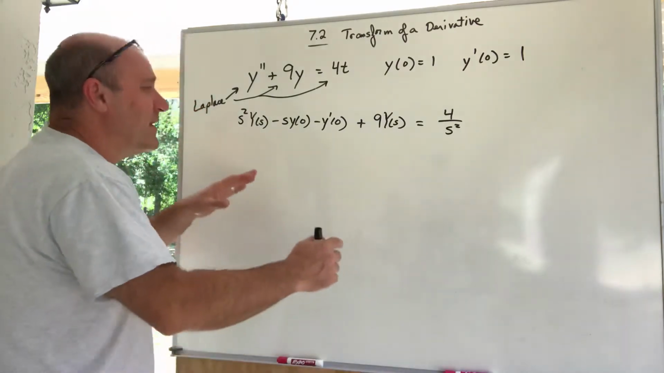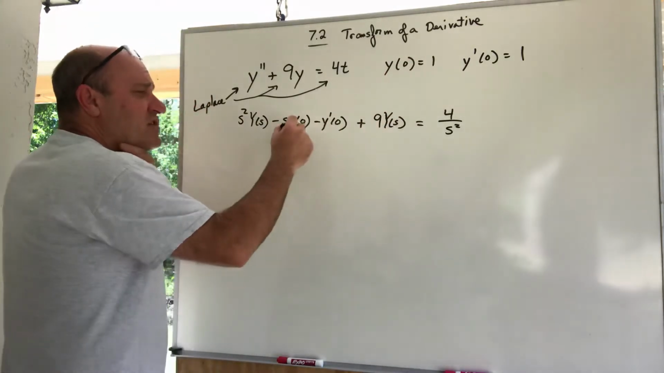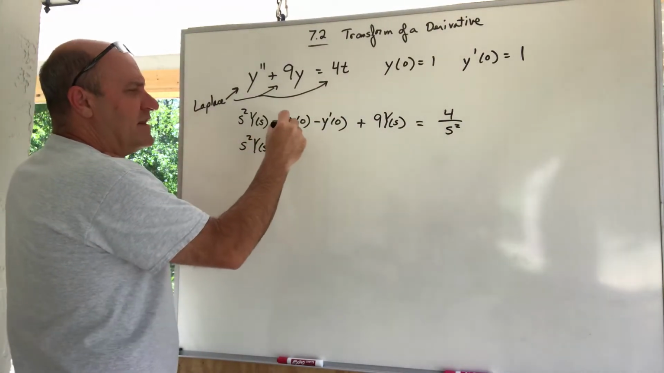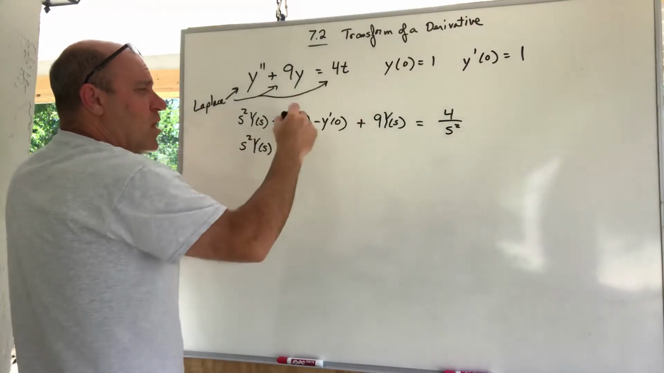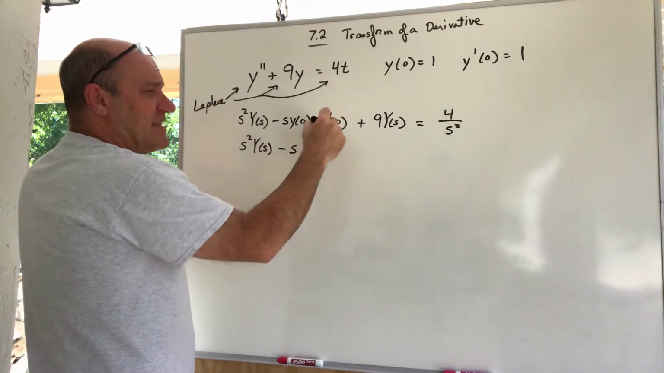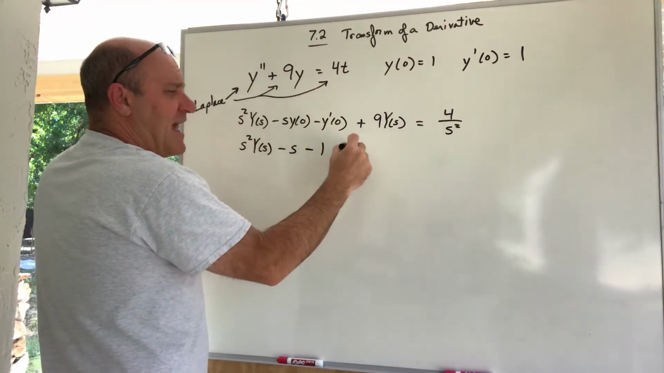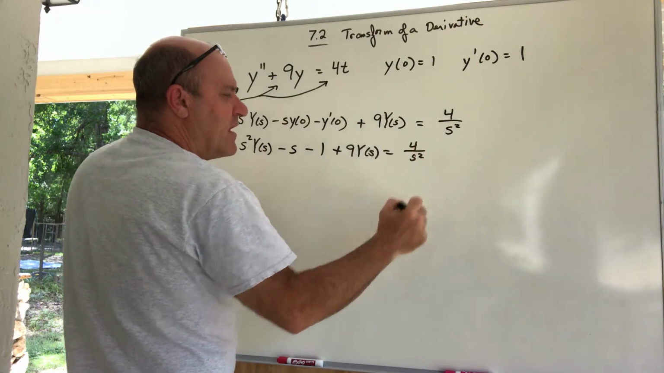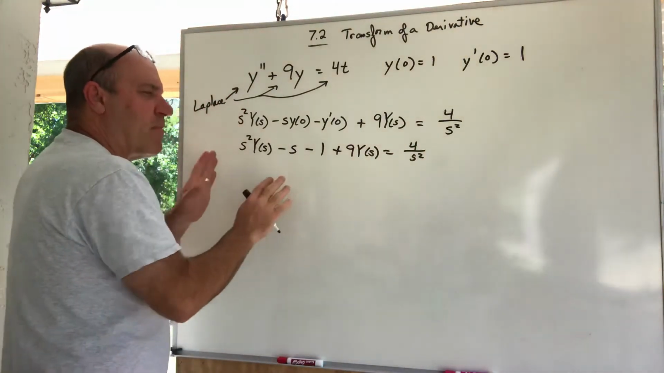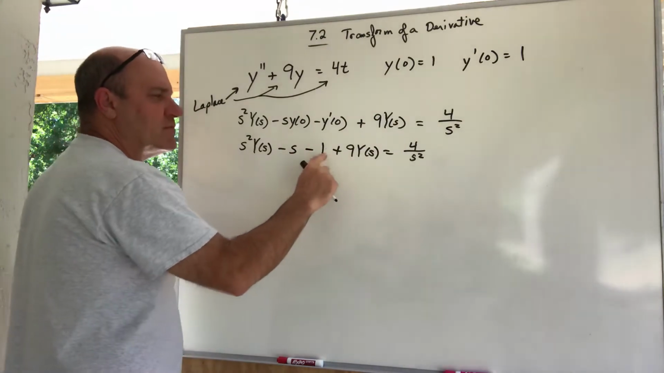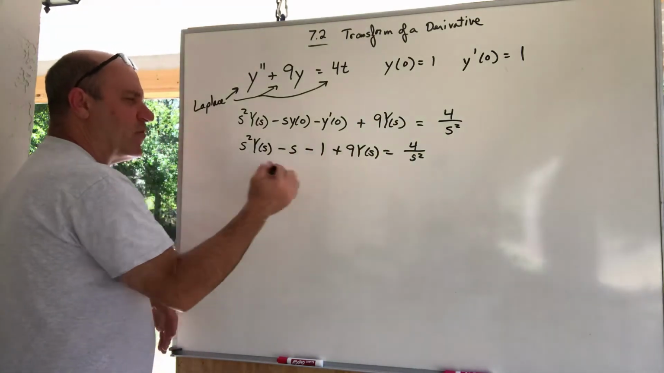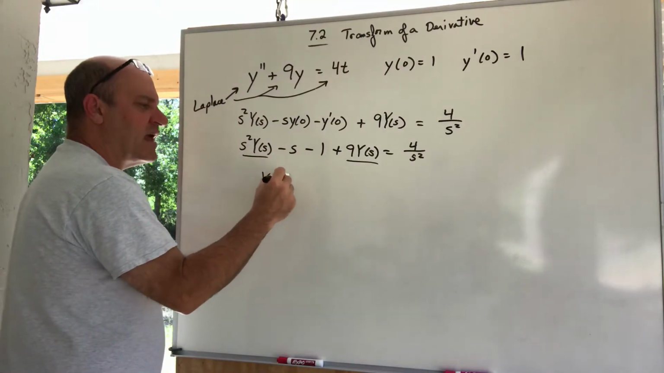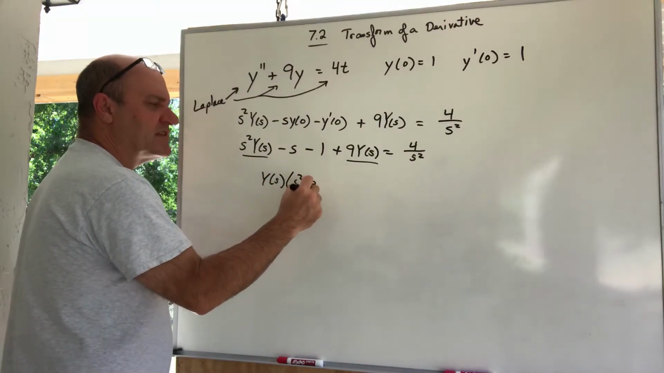Here, I'll help you. Hang on, I'm filling in these initial conditions. S squared big Y of S minus, that's a 1, right, that's a 1 times S, minus, that's a 1, plus 9 big Y of S equals this 4 over S squared. I want the big Y of S all by itself, so let's move these terms to the other side. And then what's left is these two terms, and I factor out the big Y of S, and I'm left with an S squared plus 9.